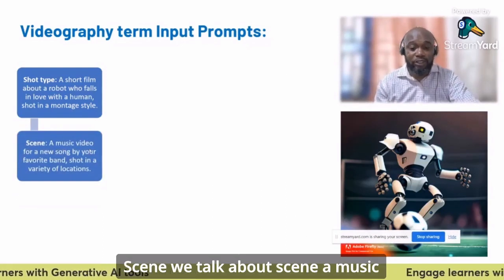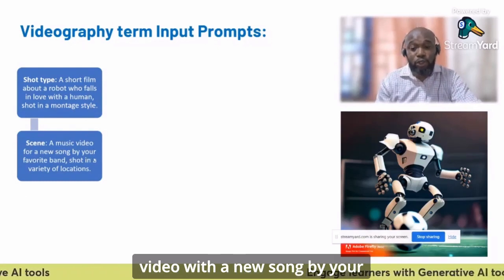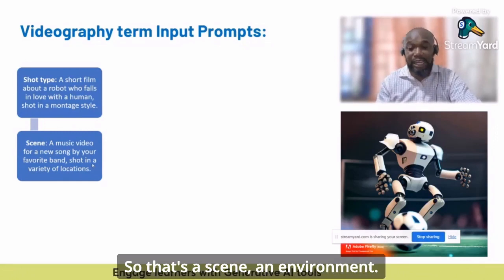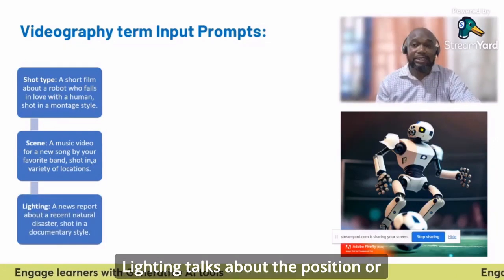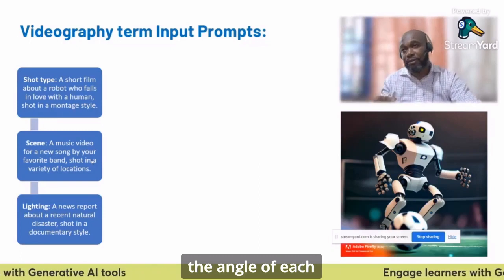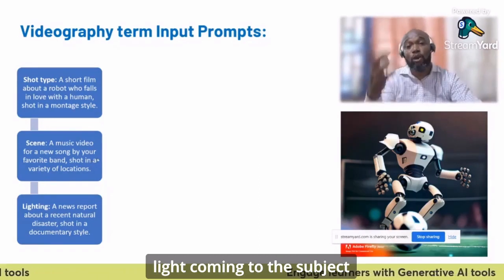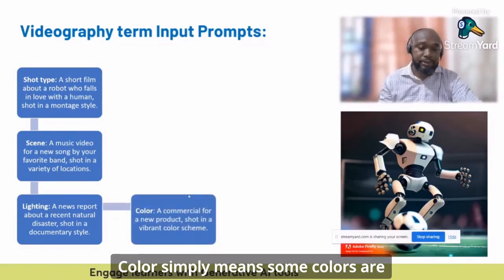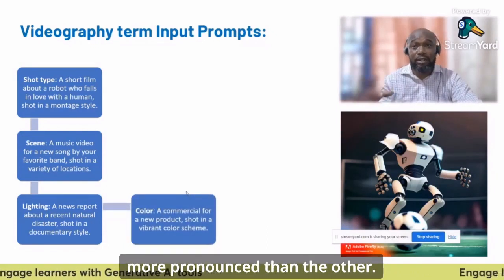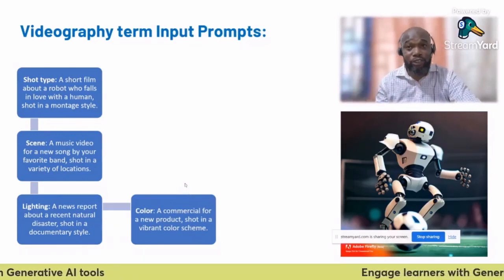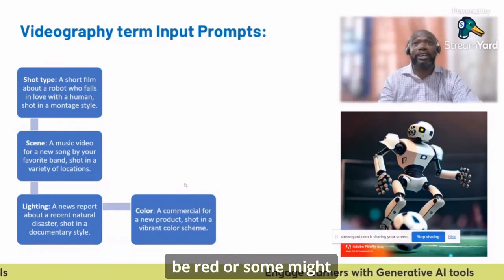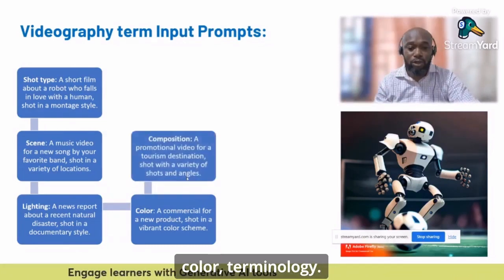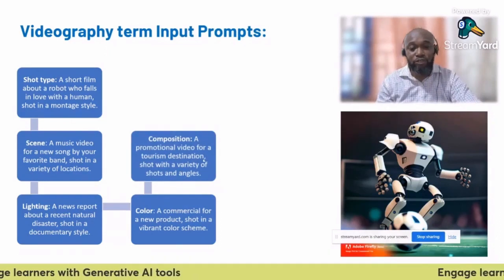Scene, we talk about scene, a music video with a new song by your favorite band shot in a variety of locations. So that's a scene, an environment. Lighting talks about the position or the angle of the light coming to the subject or the object. Color simply means some colors are more pronounced than others. Some videos you might watch might just be red all through, or some might just be black and white. So these are color terminologies. Then you have composition, right?